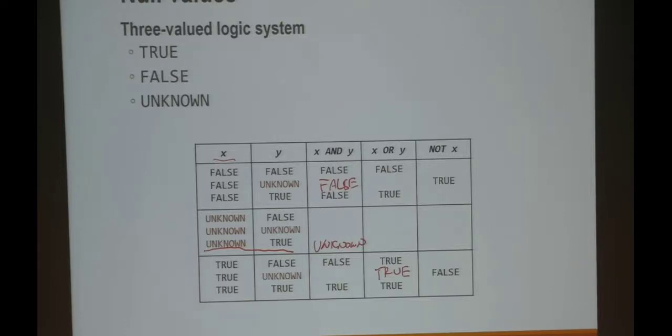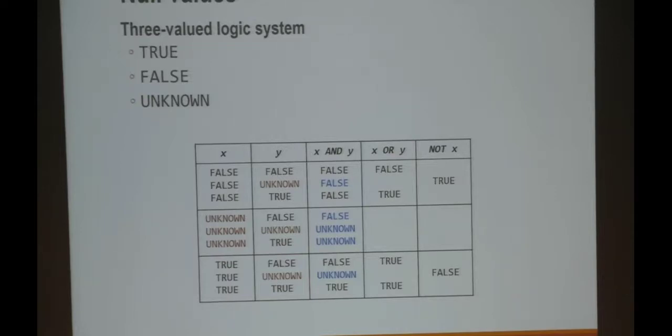Okay, so that's the null values. If you only look at the AND column, this will be the result. False and unknown will be false because one of them is already false. Unknown and unknown is unknown because you don't know anything about it. Unknown and true is still unknown because the value can change. It depends on the value of the unknown.